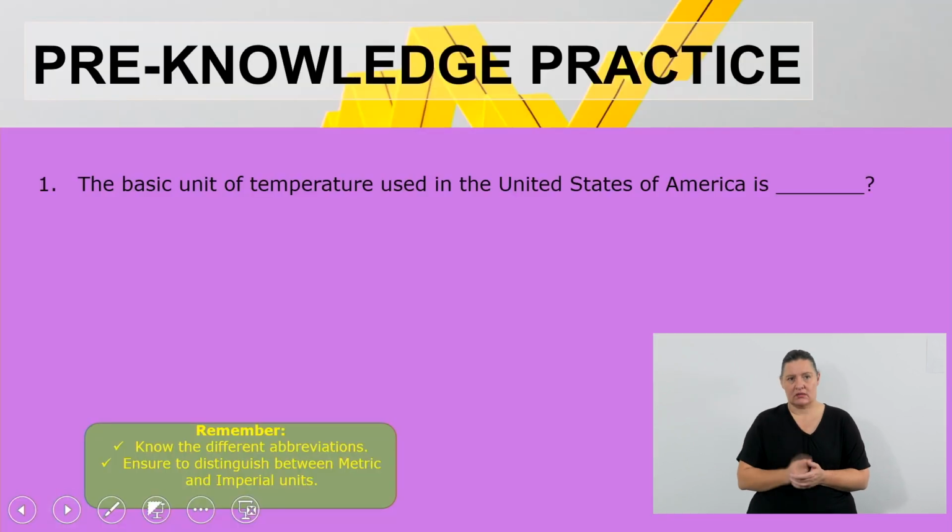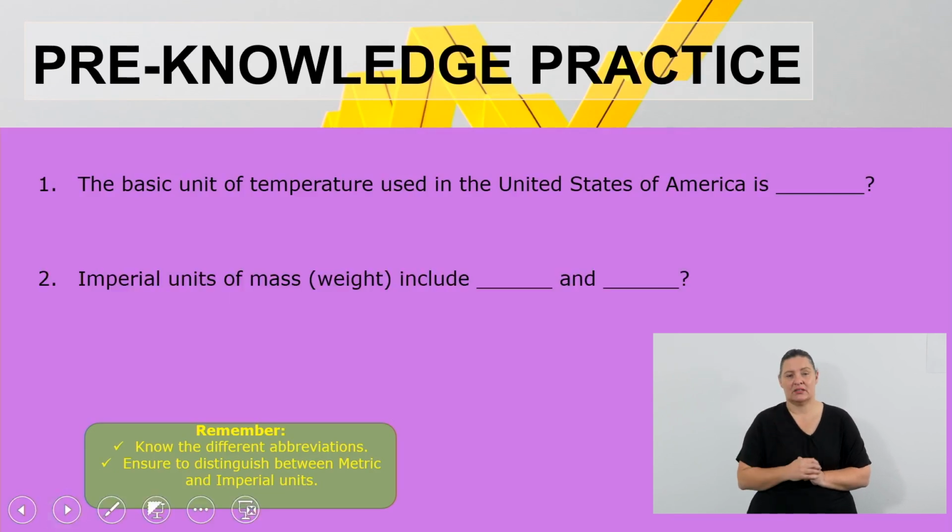So I have a little pre-knowledge practice for you. Relax, guys. It's not a test. It's just to see where we are at, and also so that you can check yourself. The first question: the basic unit of temperature used in the United States of America is what? Yes, I agree, that is indeed degrees Fahrenheit.